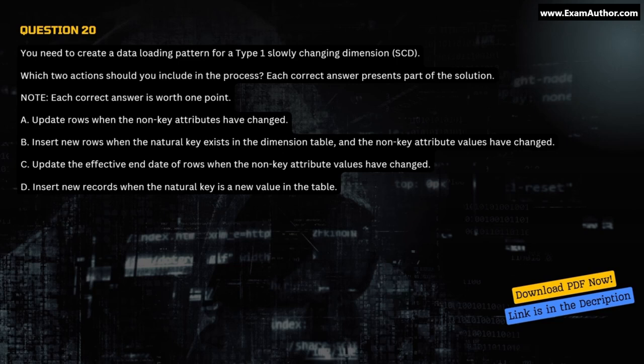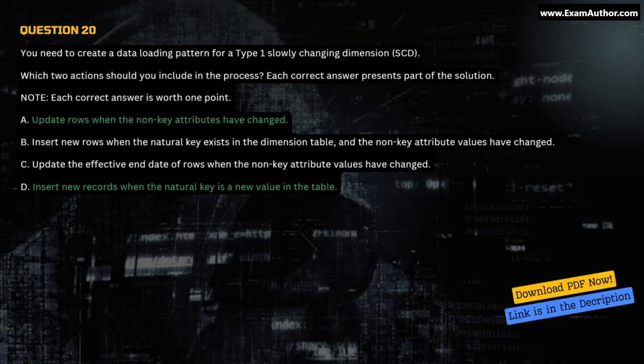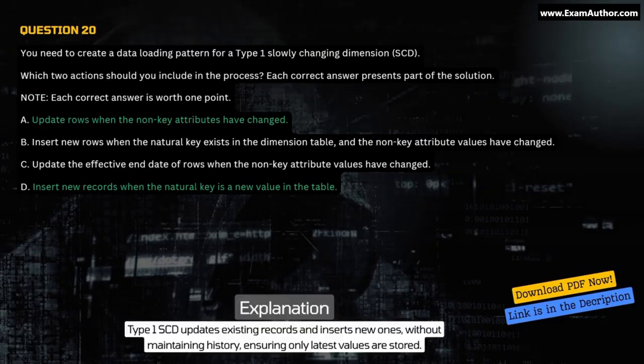Correct answer A and D. Update rows when the non-key attributes have changed. Insert new records when the natural key is a new value in the table. Explanation. Type 1 SCD updates existing records and inserts new ones, without maintaining history, ensuring only latest values are stored.